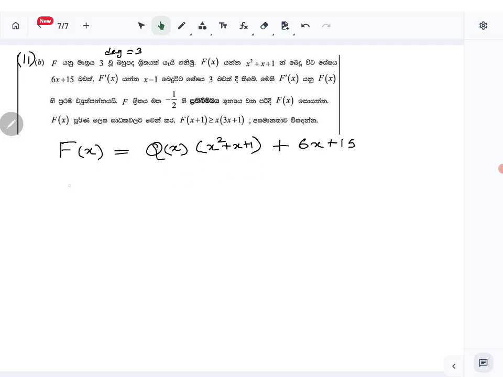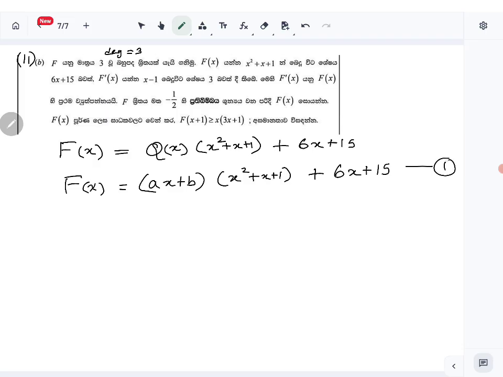So this one I can write it like this now. f(x), this has to be what? ax plus b form, linear. So then we get the quadratic. So then this is the form of f(x). Right. We make it equation 1. Then we have to find a and b. Then the question is done. Right. So now we have to use the other things that are given to us to do that. These two things we have to use.